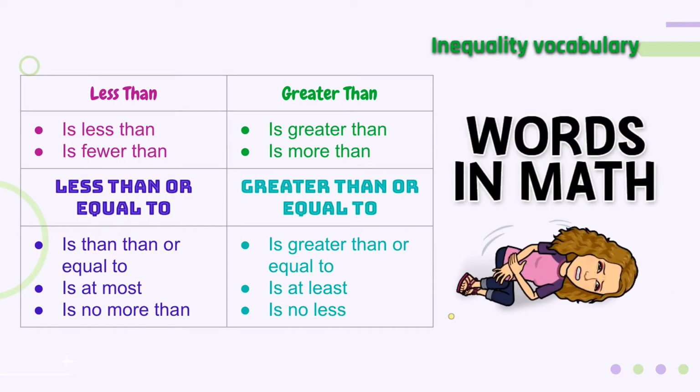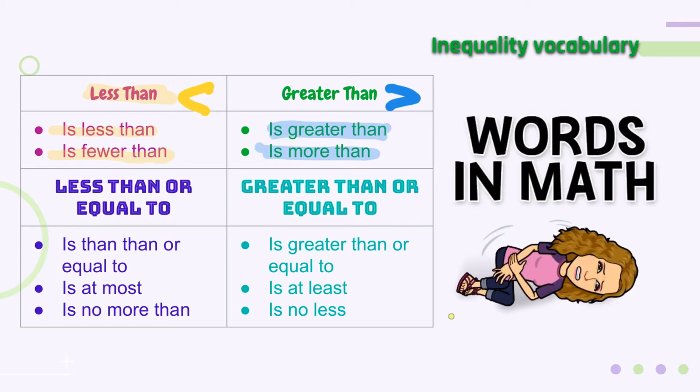So here's some key words in math. The key words that trigger knowing that you're going to use the less than sign are the phrases "is less than" or "is fewer than." The phrases that represent the greater than sign are "is greater than" and "is more than." So we've got the greater than sign, and we've got the less than sign.